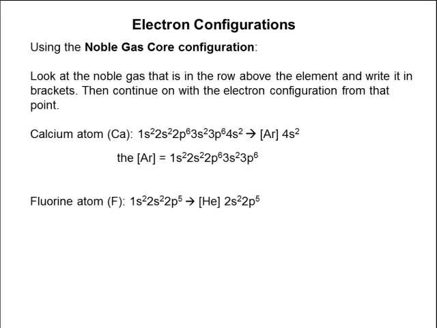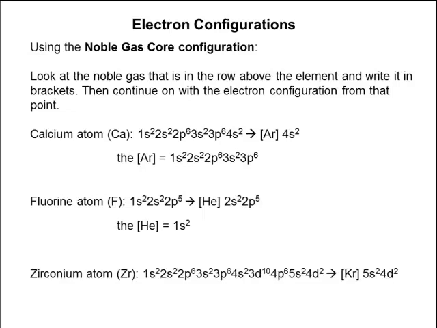Could look at fluorine, 1s2, 2s2, 2p5, or I could write helium, 2s2, 2p5. Notice I didn't cut off the 2s2. I went to the noble gas in the row above it, started from there, and still wrote out the electron configuration beyond that point. Right? So helium is represented by the 1s2.